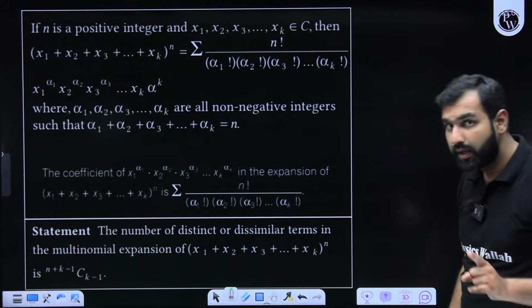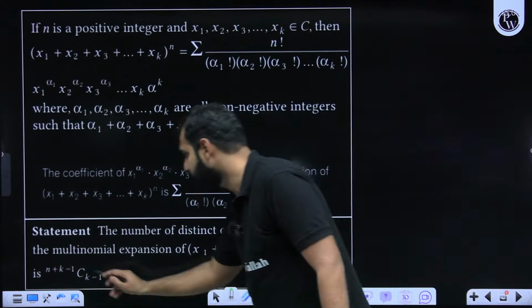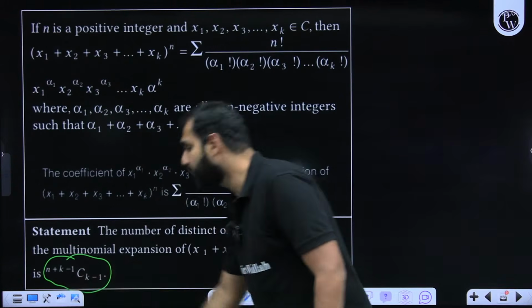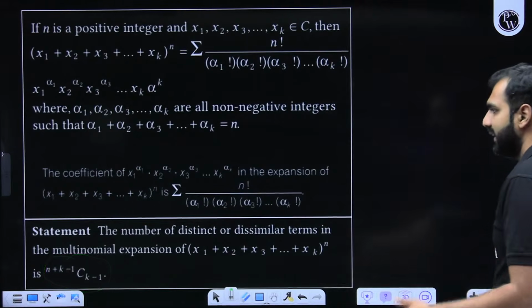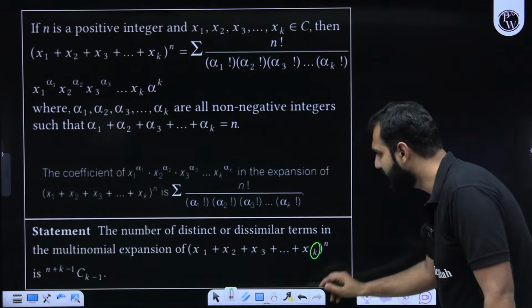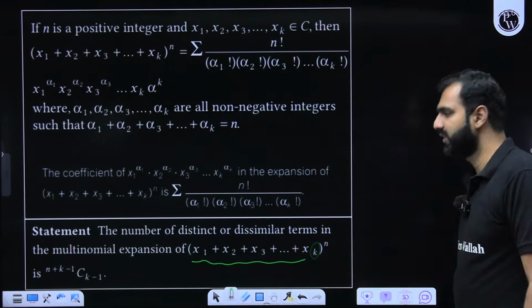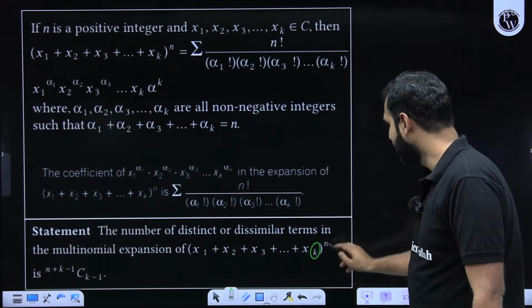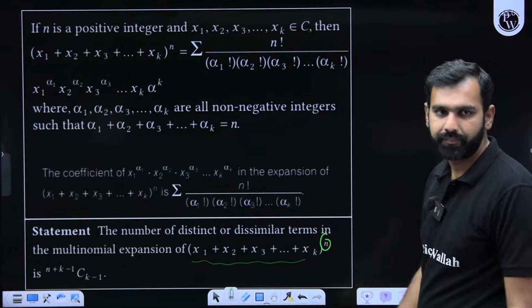Now, in a multinomial expansion, if somebody asks how many distinct terms will exist, then you always say (n+k-1)C(k-1). What is k? k is the number of terms present here. That is k, n is n, and I hope you know how to do it.